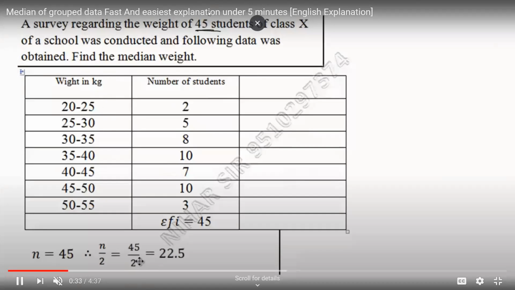So, they conducted a survey and found the weight in kgs. 20 to 25: out of the 45 students, 2 students are between 20 to 25, and 5 students have weight in 25 to 30 kg, and 8 students have weight 30 to 35 kg. So these are the two columns, weight in kg and number of students, and the survey tells us what is the median, or what is the average weight of the students of class 10.